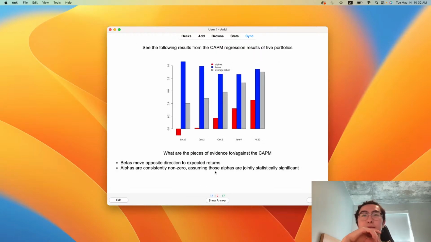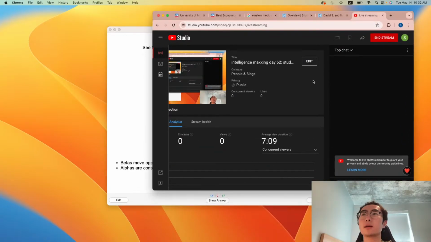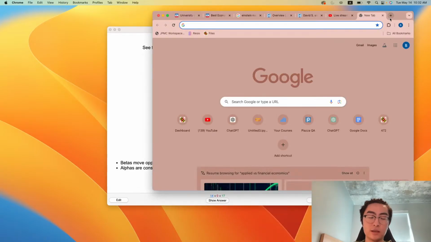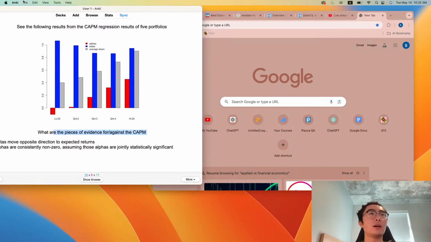Let's leave this now. See the following results from the CAPM regression of 5 portfolios. Betas: what are the evidence for/against the CAPM? Betas move opposite direction to expected returns. Alphas are consistently non-zero, assuming those alphas are jointly statistically significant. So it seems like all of these, I'm not entirely sure what jointly statistically significant means.